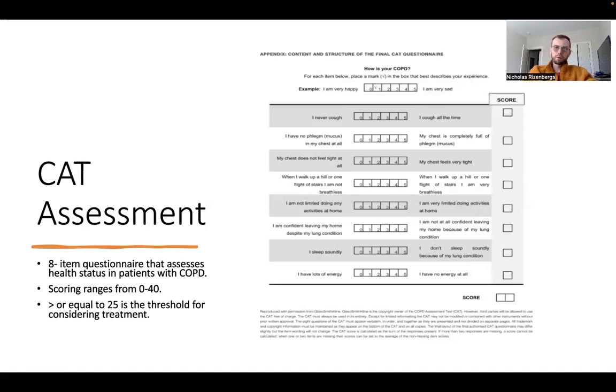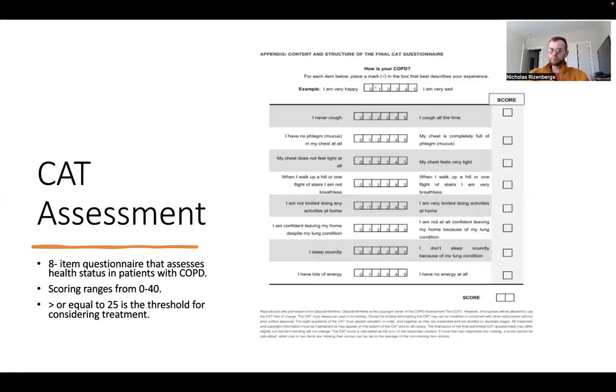But so on one side, we have I never cough, 0. That's the scale. And then on the other side, I cough all the time. So if you feel like you cough all the time, you're going to go to that 5 stage. And then when my chest does not feel tight at all, and then on the opposite side, it says my chest feels very tight, 0 to 5. Like, where do you fall into that is what it's looking for. So if you count up all these options, it goes 5, 10, 15, 20, 25, 30, 40.